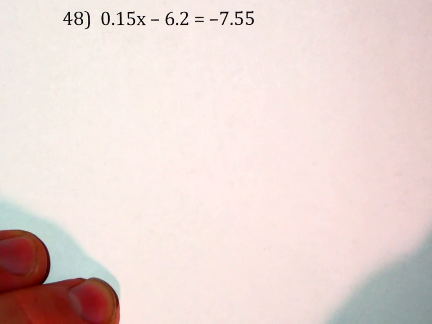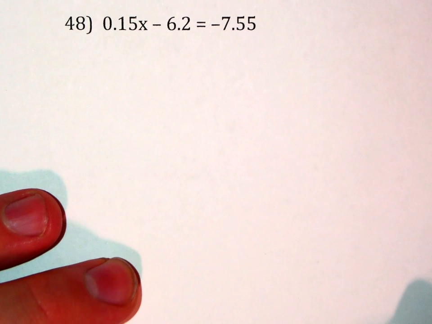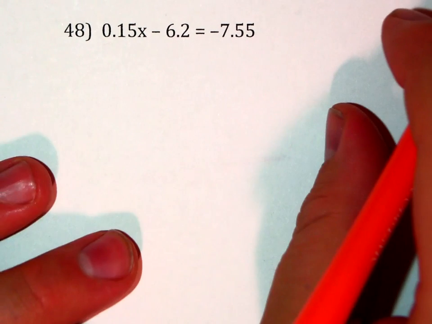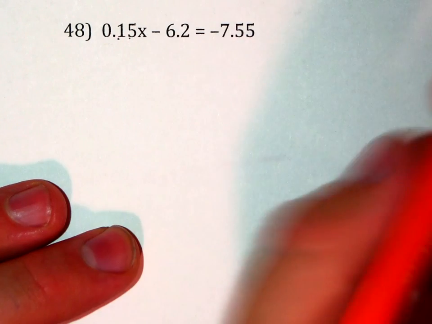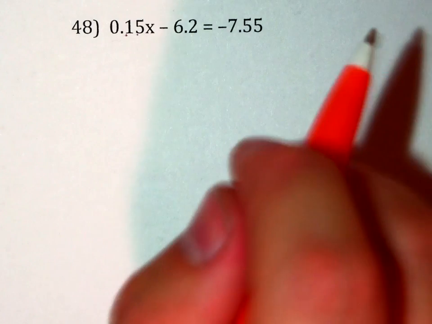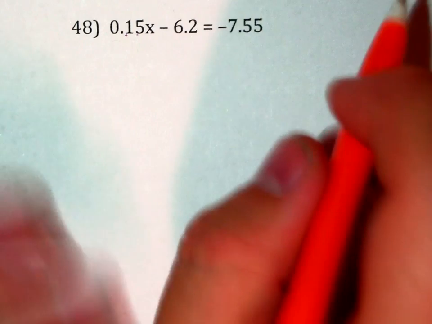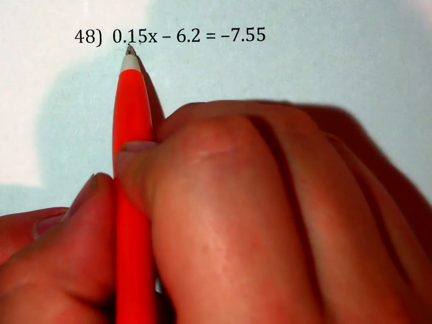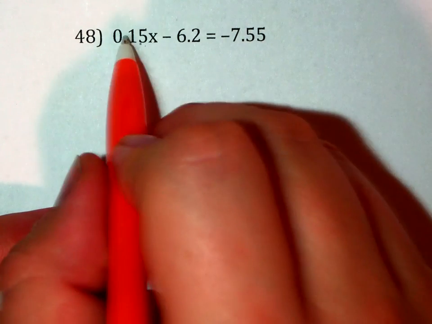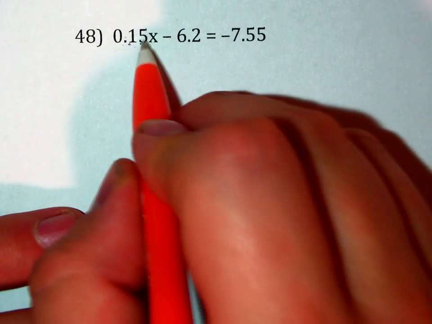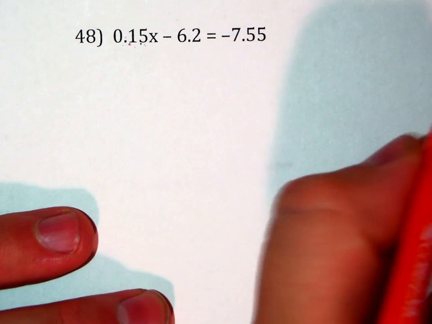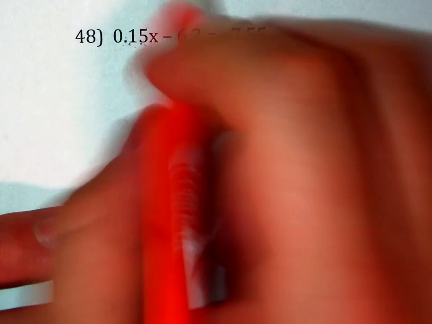Problem number 48, last problem for your study guide. It's been a little while since we've done this as well, but this was clearing decimals. We needed to find out which number in the equation had the highest number of place values after the decimal, and that would be both of these two terms, the tenths and hundredth place. So I'm going to multiply every term by 100.